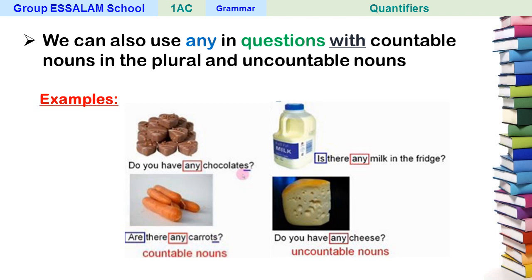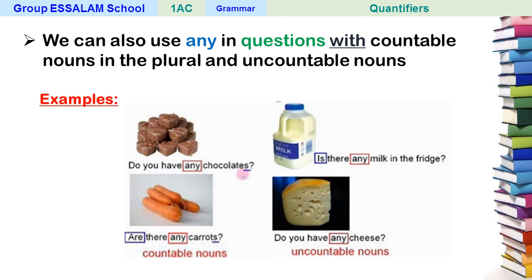So that's it, guys, about any. So any, we use it with negative sentences. So whenever you see a sentence with doesn't, aren't, isn't, can't, something like this, you should write in the blank the quantifier any. Okay? And also whenever you have questions, I said questions, okay, try to use any.